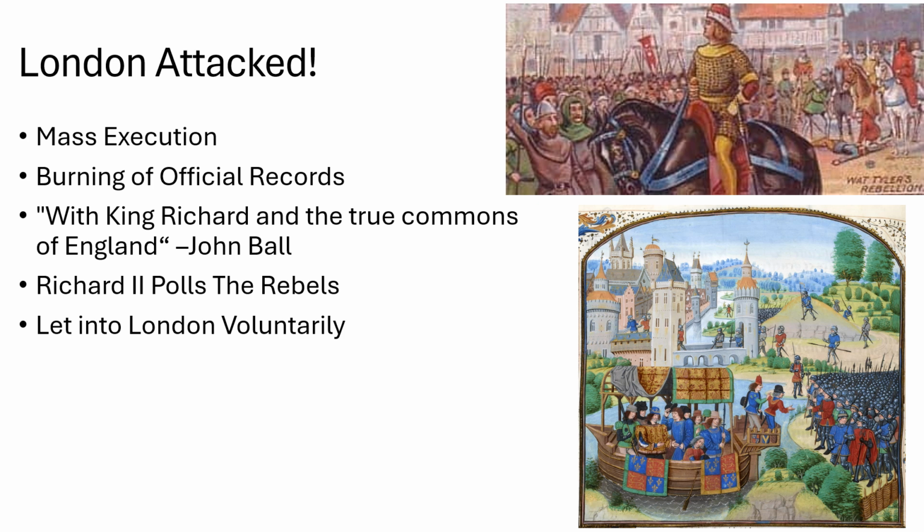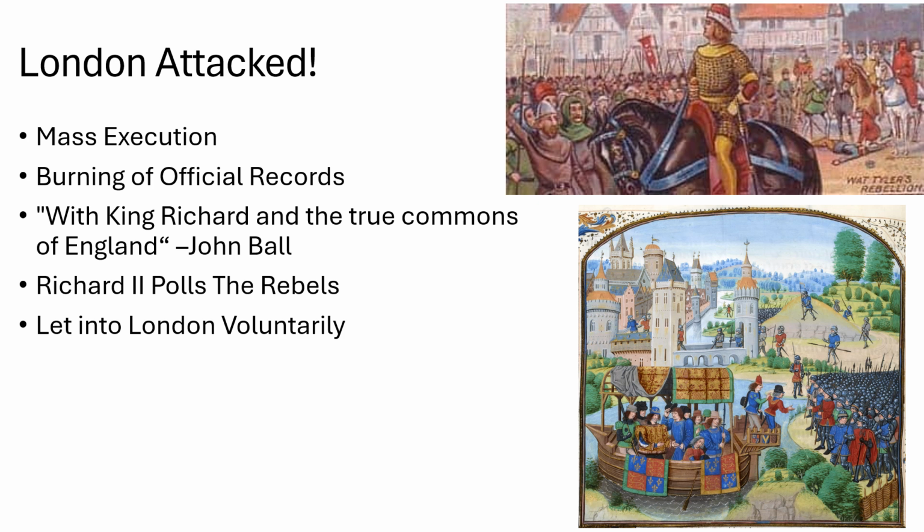A cleric within their ranks named John Ball coined the phrase, "With King Richard and the true commons of England," which meant that the rebels were still loyal to King Richard, but they were not loyal to his officials. They hated his officials.